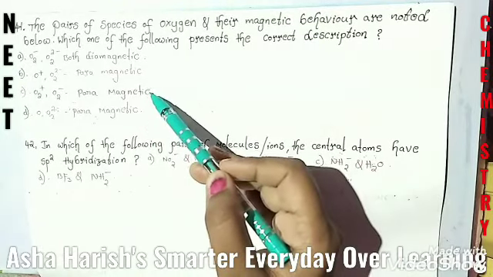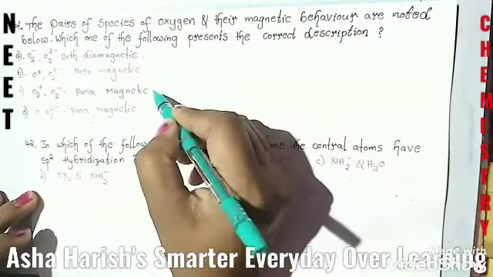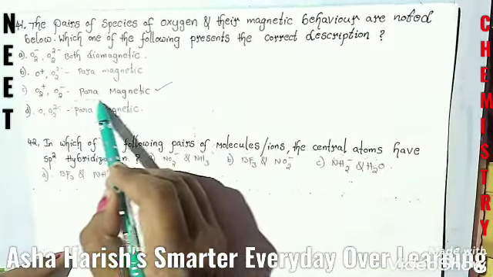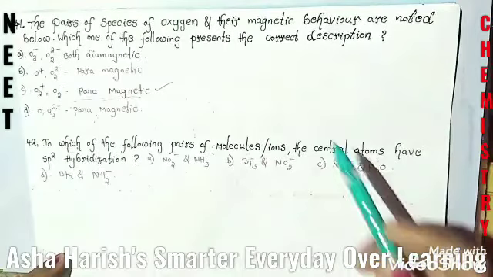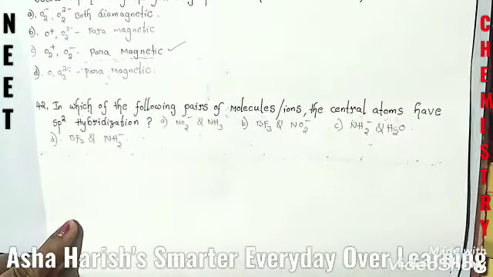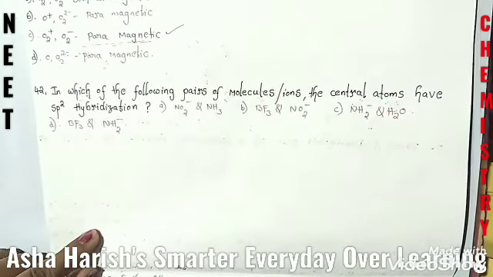Here we have the options. For option C, O2 plus and O2 minus are paramagnetic in nature, basing upon those electronic configurations, right? Let's see the next question for today's session.